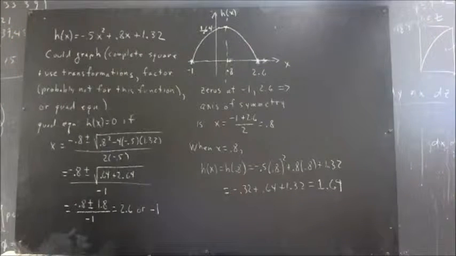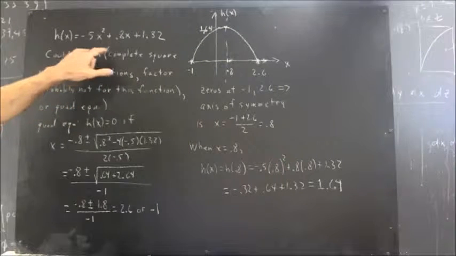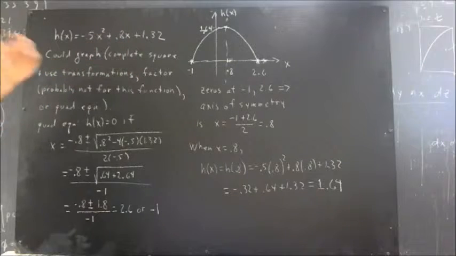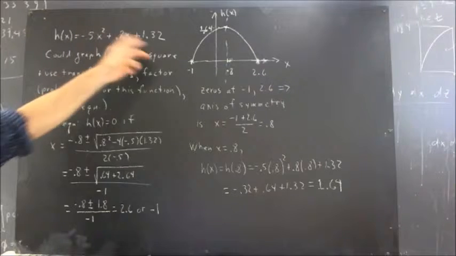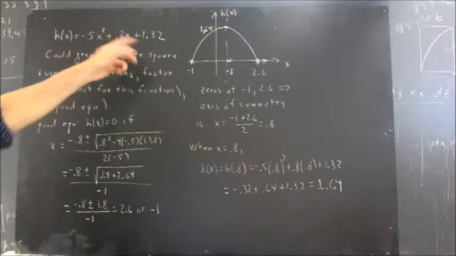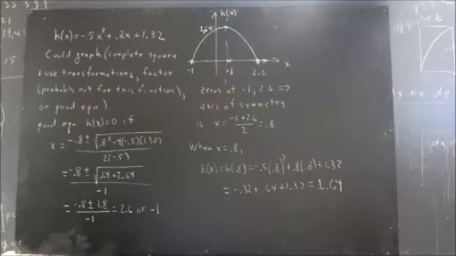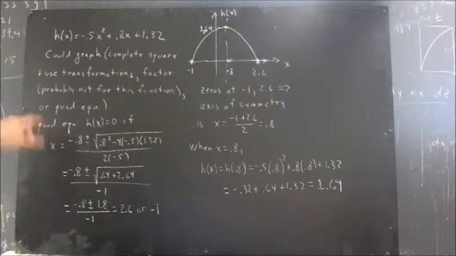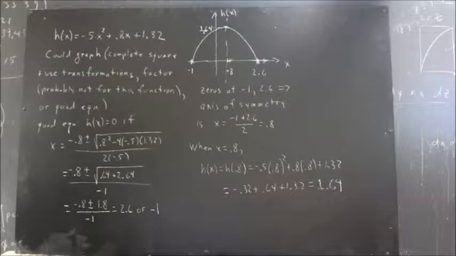Now we could graph this in a number of ways. We could complete the square and use transformations. Completing the square, negative 0.5 x squared plus 0.8 x. We could factor this thing, but probably not. It doesn't look like these numbers are going to be all that amenable to any attempt to factor. You can try it if you like, you see what I mean. So we probably won't factor for this function. Or we could use the quadratic equation as a basis for the graphing.